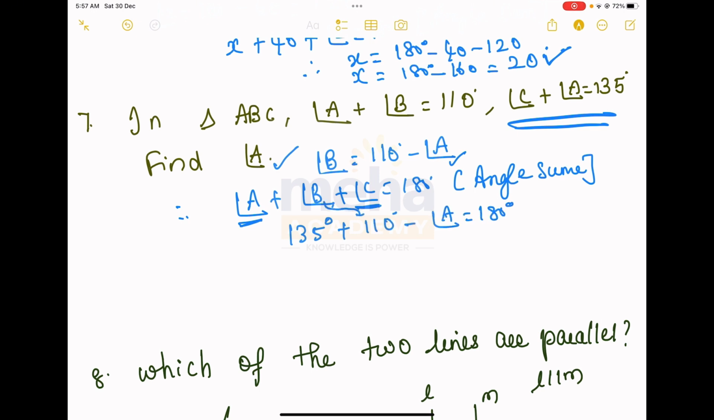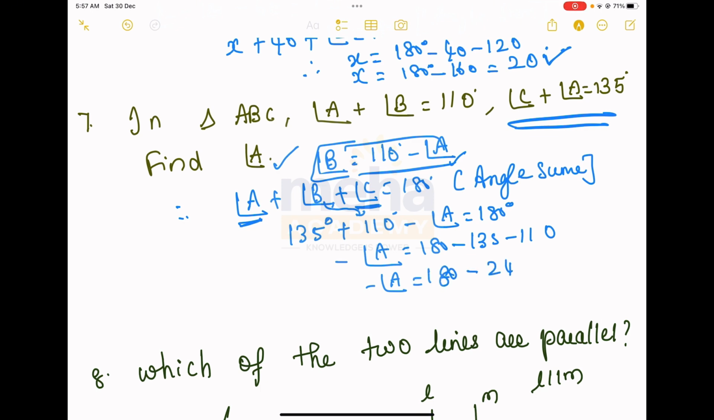I have substituted the value of angle B from this equation, and we know angle A plus angle C is equal to 135 degree. Therefore, minus angle A is equal to 180 degree minus 135 minus 110. Therefore, angle A is equal to minus 180 degree minus 245. Therefore, angle A will be equal to minus 65. The negative sign gets cut. Therefore, angle A is equal to 65 degree, the final answer.